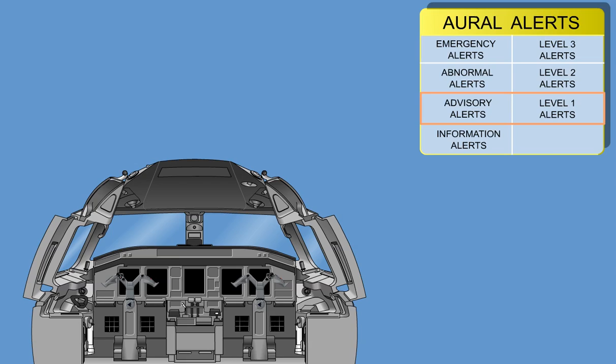Or the altitude alert. "Altitude." When unintentionally departing the selected altitude. The advisory alert is a single alert signal that is canceled automatically.